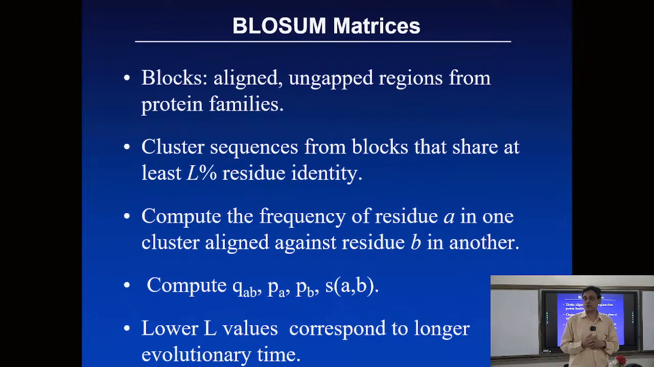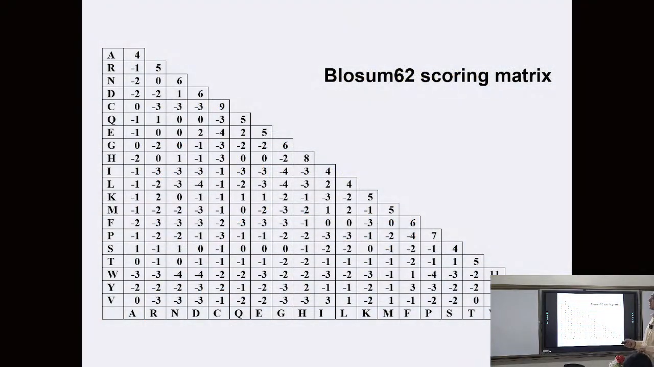If you consider, for example, BLOSUM 1 represents sequences that are 1% or less similar to each other, so highly dissimilar. So if you consider both PAM and BLOSUM matrices, the numbering relationship is reverse, right? So higher number PAM means more divergence. On the other hand, higher number BLOSUM means more similar, low divergence, right? So it's a reverse relationship. So very good. So lower L values correspond to longer evolutionary time in BLOSUM. So here is the BLOSUM matrix.